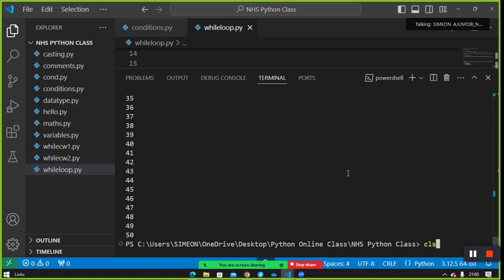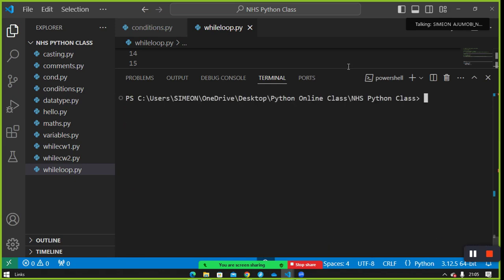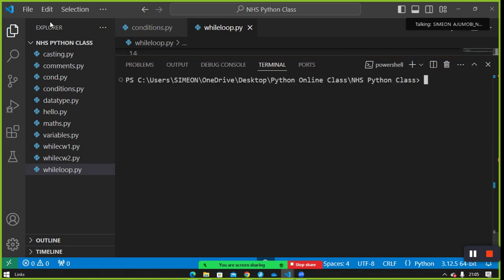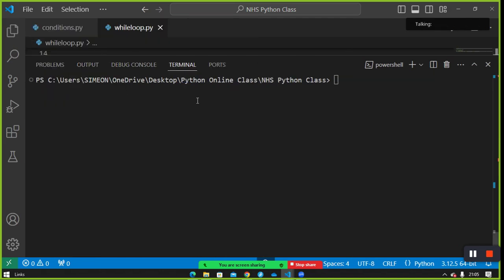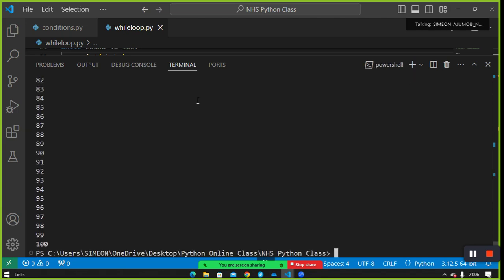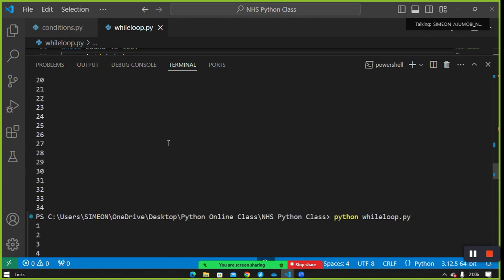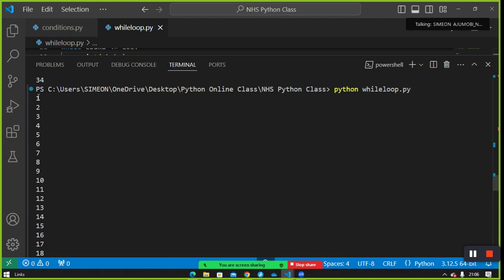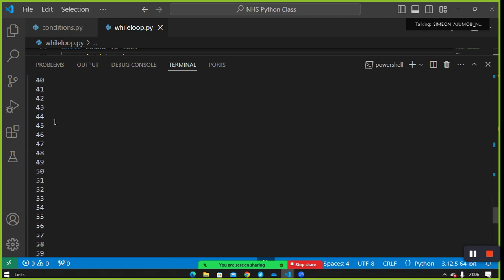So if I clear off this screen and I run this again, that's it. It keeps running till we get to 100. From 1, which was Ebuka initially, it keeps adding 1 to 100.